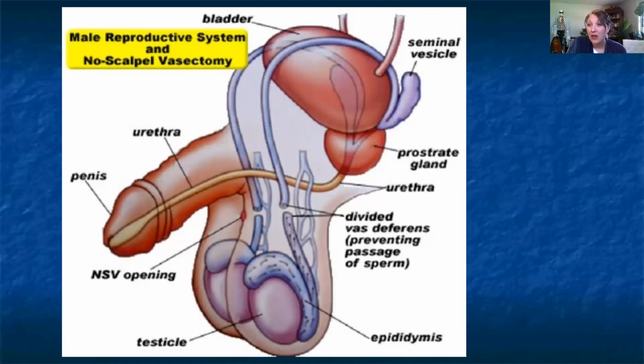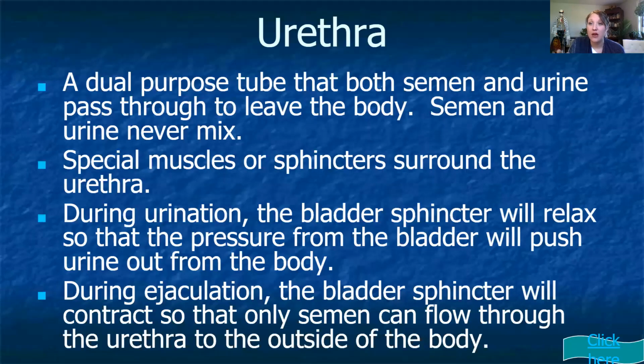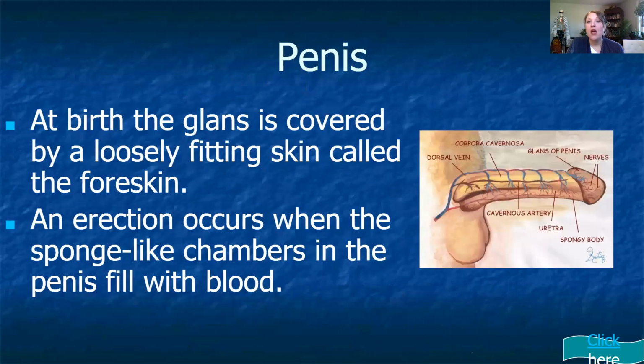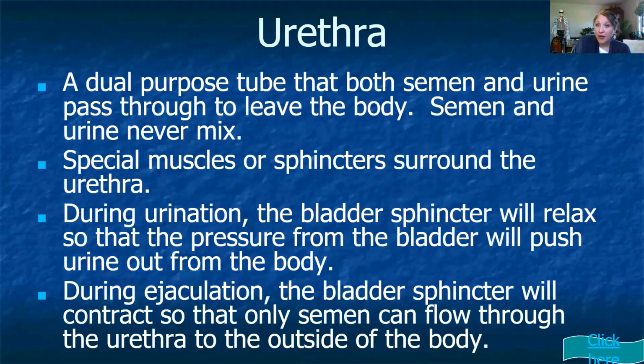Vasectomies can be reversed. The way they do that is by making fresh cuts on either side of the vas deferens and then stitching them together so that you can rejoin them and reverse the vasectomy. Okay, so that leads us to the last couple parts of the male reproductive system, which is the urethra.